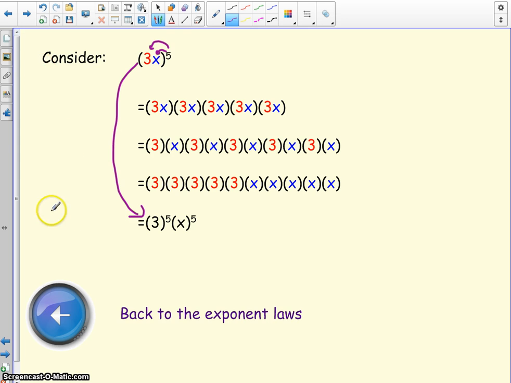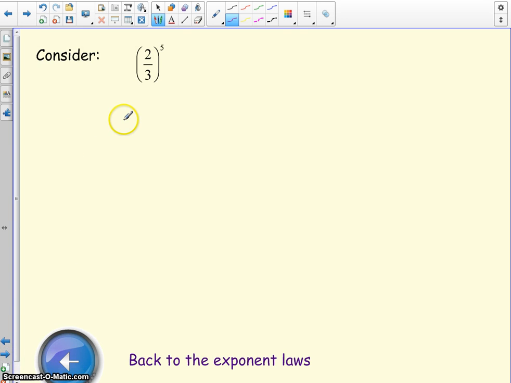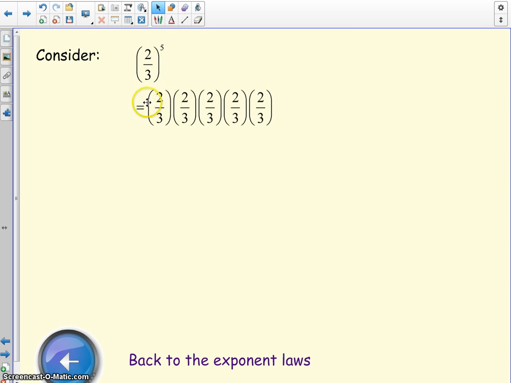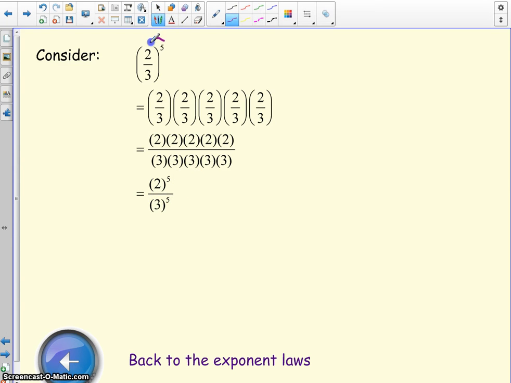Okay, and then to take the same idea but apply it to a fraction, let's say we have 2/3 to the exponent 5. Well, remember this just gives us 5 copies of 2/3. Okay, so 2/3 times itself 5 times. So putting that together, we have 5 2s, 5 3s, so we can write it as 2 to the 5 over 3 to the 5. So what you can see here is that the exponent 5 distributes to both the numerator and the denominator of the fraction. Okay, so these are all the rules that you would have seen back in grade 9.